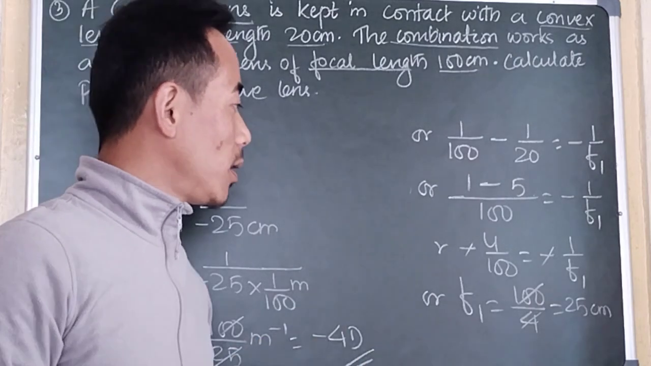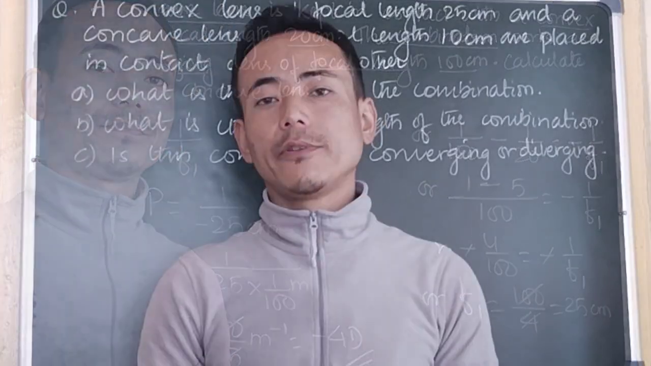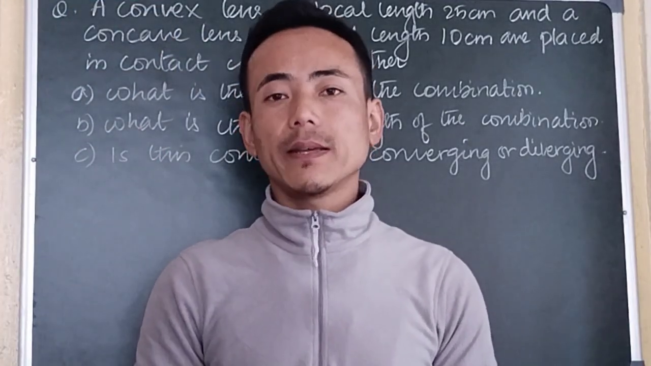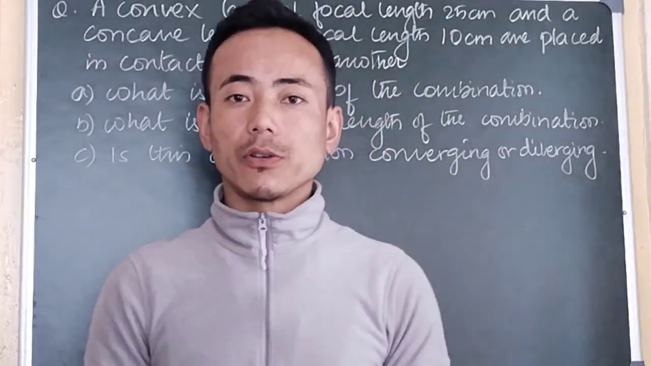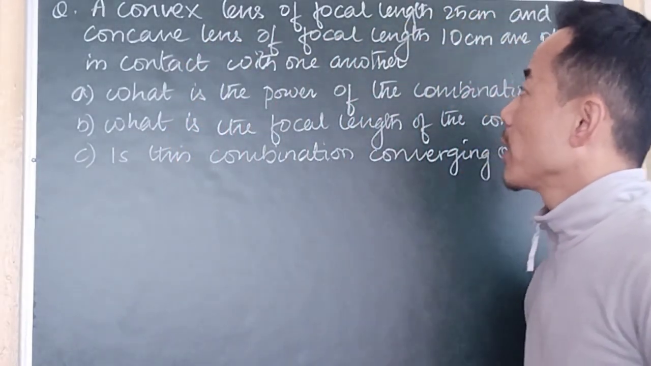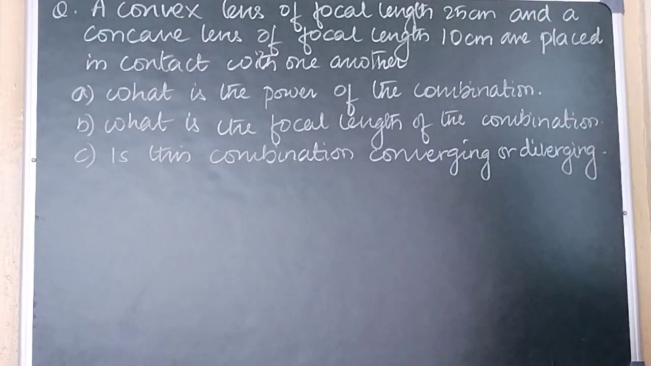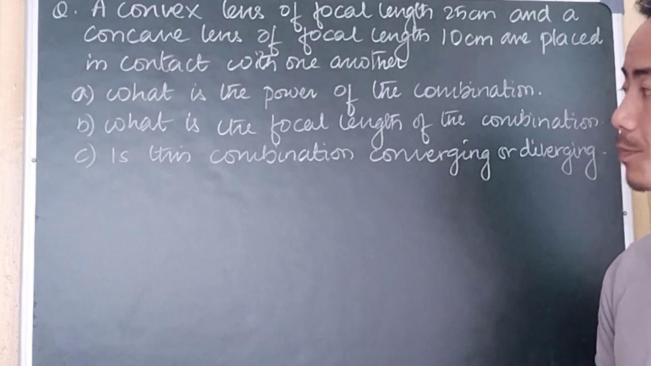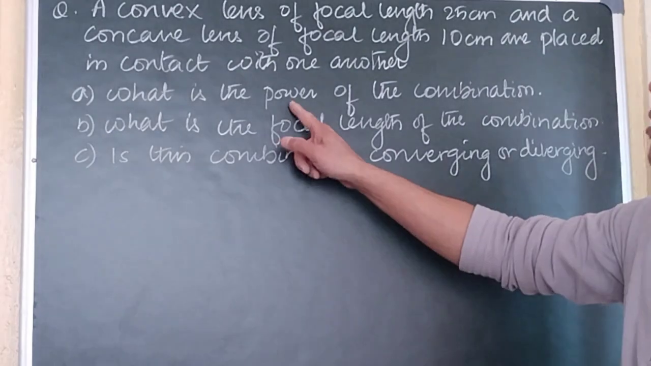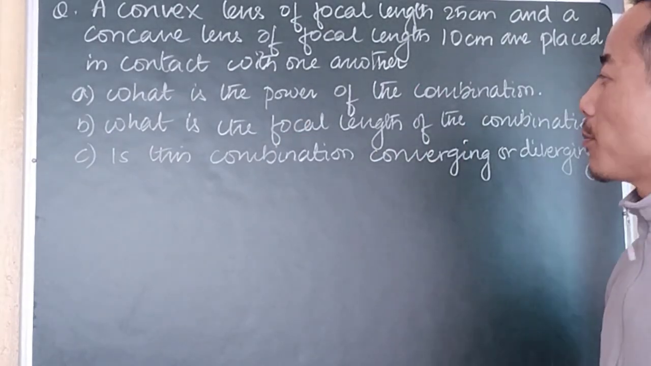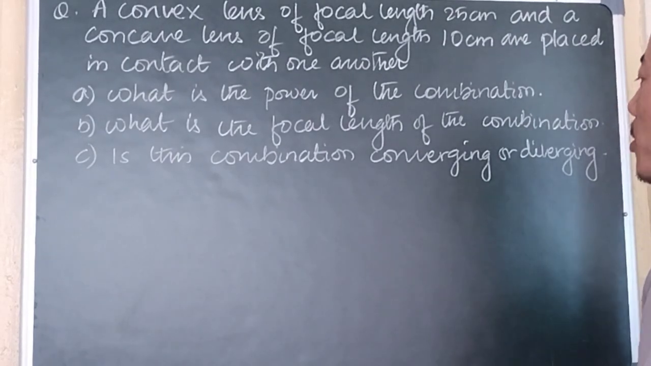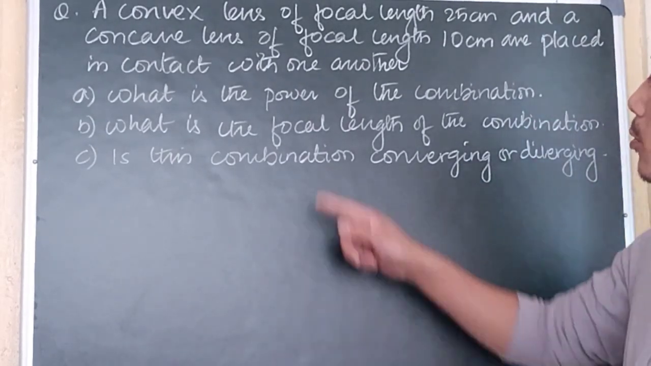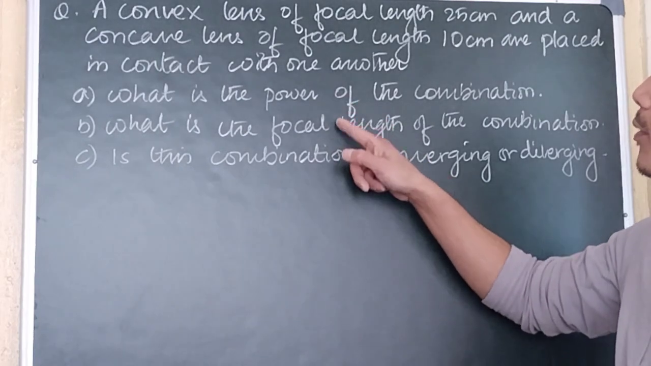So this is how it has to be done. Solve numericals based on the power of a lens and also the combination of lenses. I am leaving you with one question. A convex lens of focal length 25 centimeter and a concave lens of focal length 10 centimeter are placed in contact with one another. You have three questions here. What is the power of the combination? What is the focal length of the combination? And third, is this combination converging or diverging? I hope you can easily find out the power and the focal length of the combination.